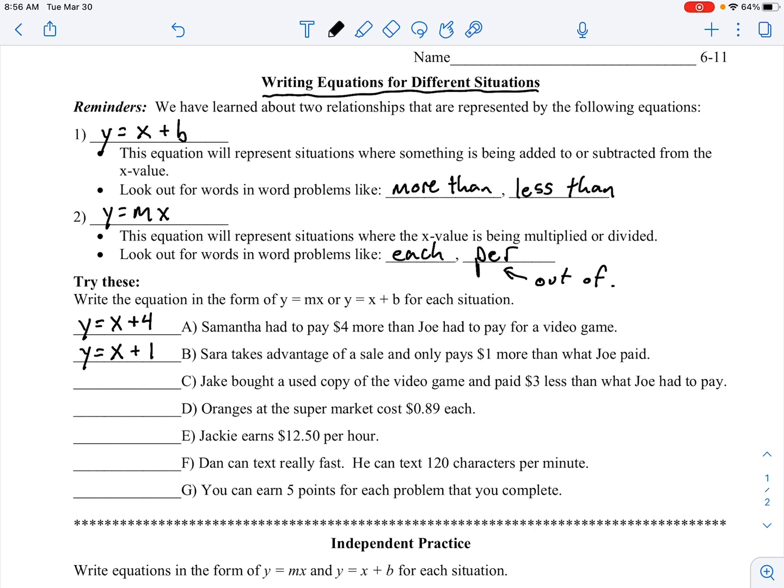Part C here, once again, go ahead and pause, give it a try, and then come back and see how you did. Compare it to my answer here.